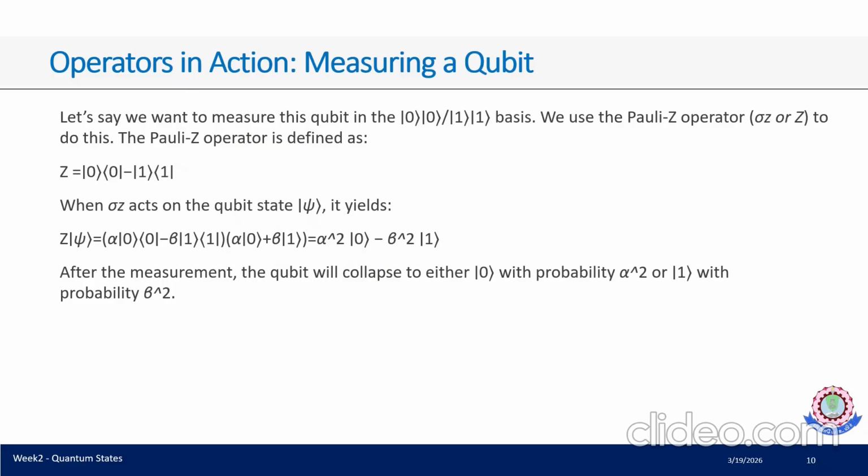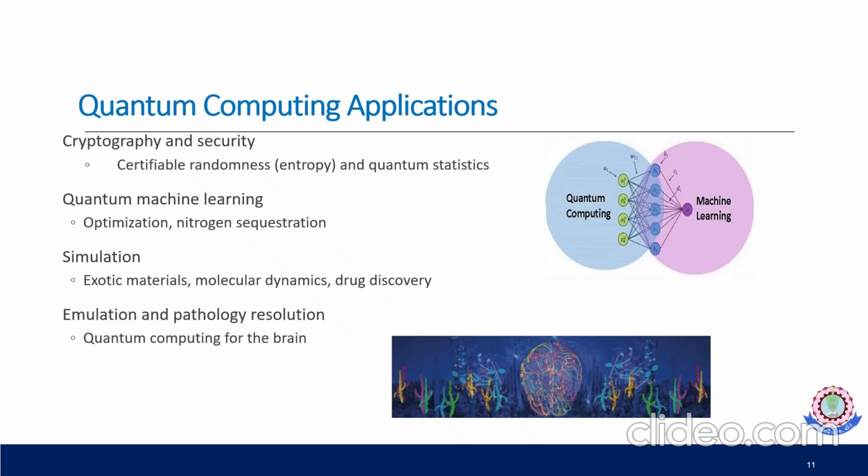Operators in action. Let us say we want to measure this qubit in this basis, we can use the Pauli Z operator, which is represented in this slide. To do this, the Pauli Z operator is defined as this, and it is going to yield the answer in terms of a probabilistic measure, where the qubit will collapse to produce the answer in a probabilistic sense.